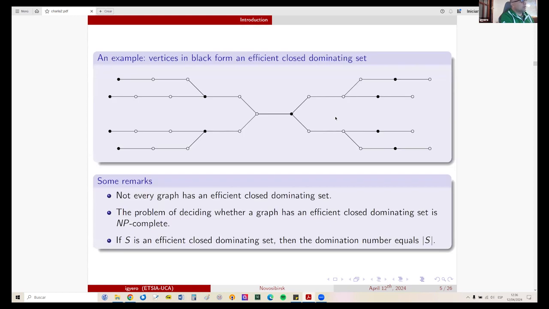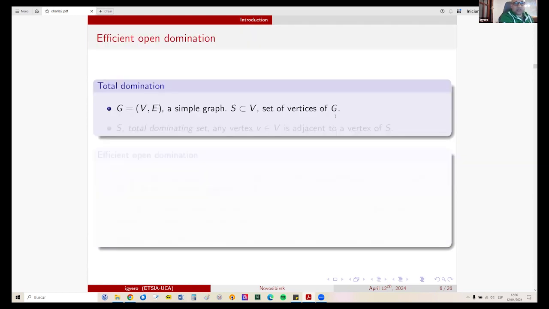And now, very related to the concept of domination, there is the total domination, in which the domination property is required not only for the vertices outside of the set, but also for the vertices of the set itself, I mean, for the whole graph. I mean, a set S is a total dominating set if any vertex of the graph is adjacent to a vertex of S. Yeah? So all the vertices are dominated.